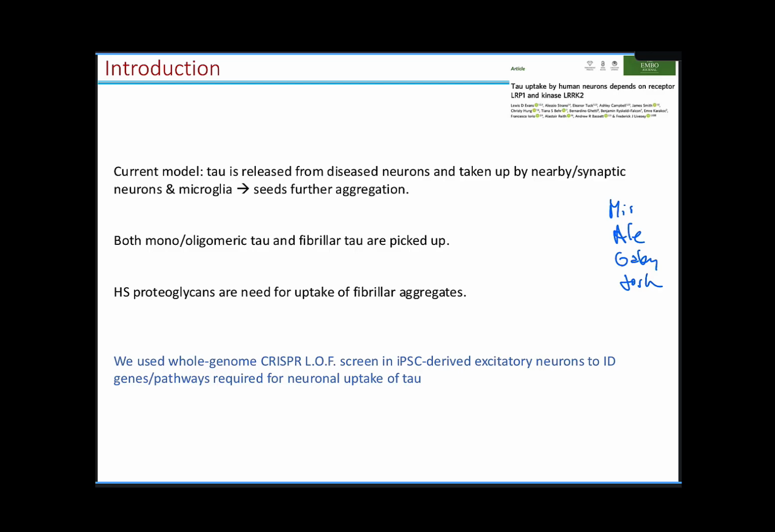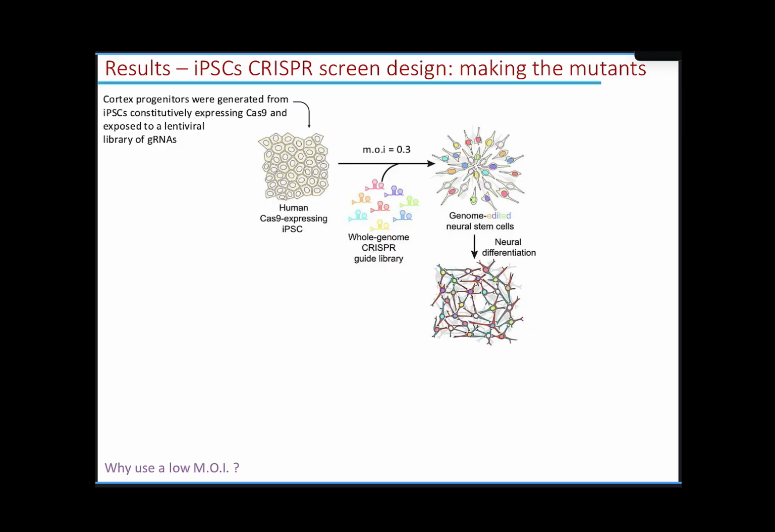So these guys will take these induced pluripotent stem cells that can become anything, instruct them to become neurons, and then conduct their genetic screen for genes that are important for this uptake of tau. So the approach is depicted here in a cartoon manner. If this image kind of rings a bell, that is because we've seen a very similar cartoon schematic of the screen approach in the CRISPRi paper, right?